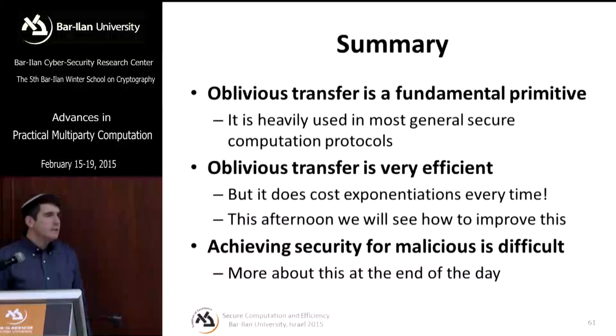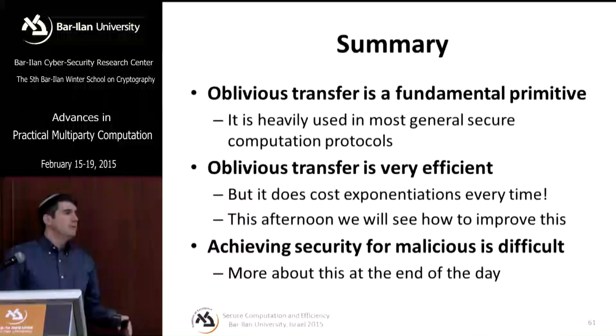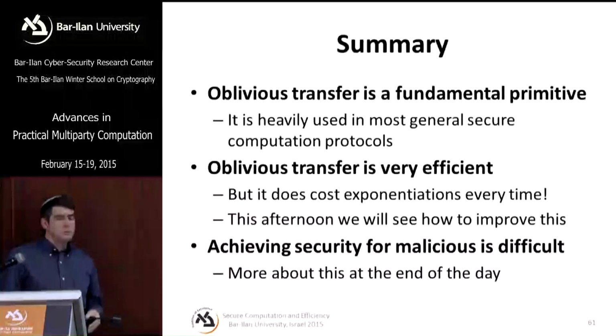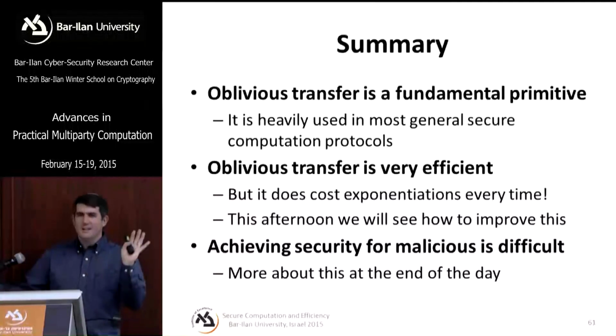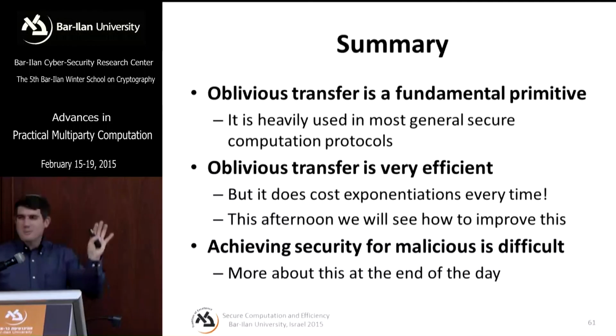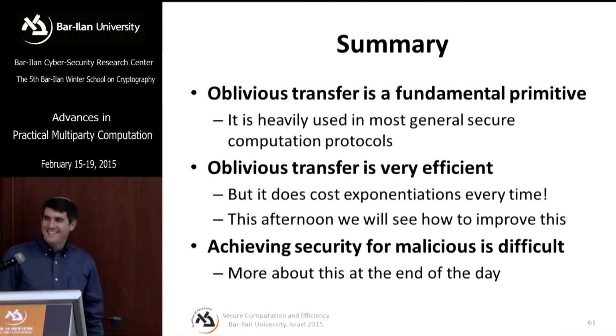So in summary of this part, we looked at Oblivious transfer. It's a very fundamental primitive. We're going to talk about it a lot throughout the school. You'll see it many, many times. It's heavily used in all generic computation protocols, in most, sorry. In speeds you don't use it, but apart from speeds you use it everywhere else.